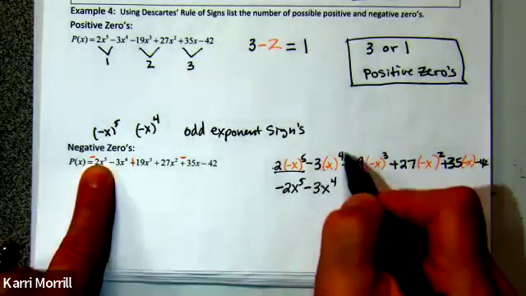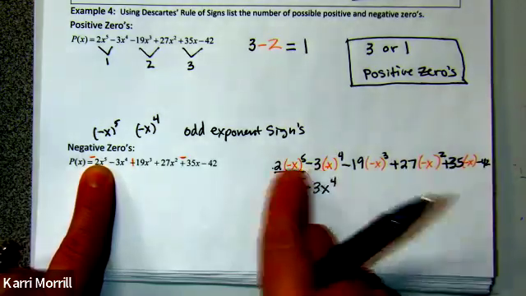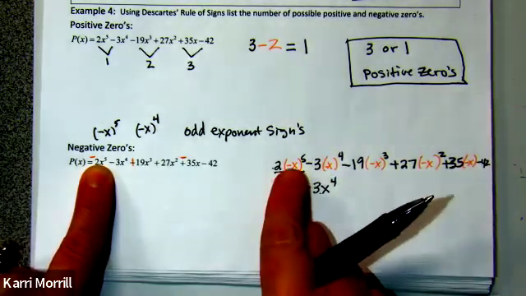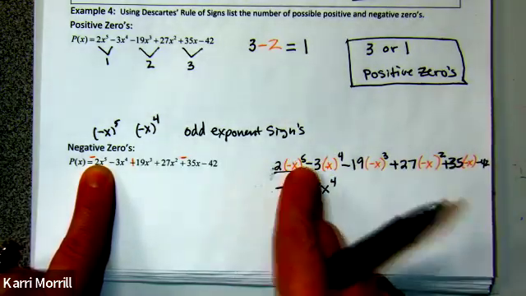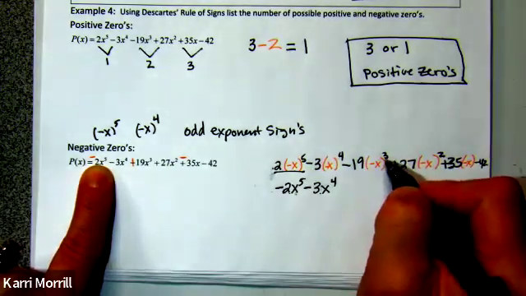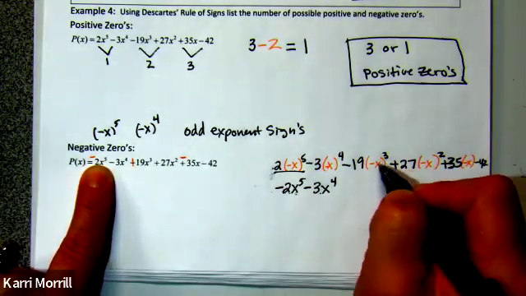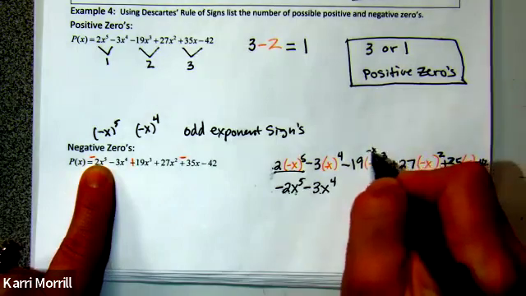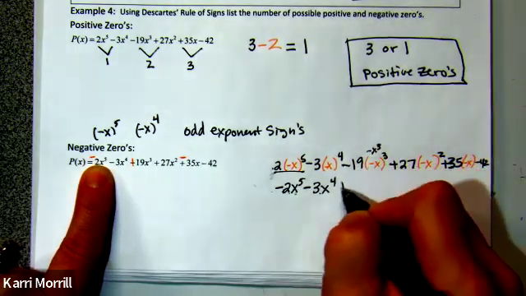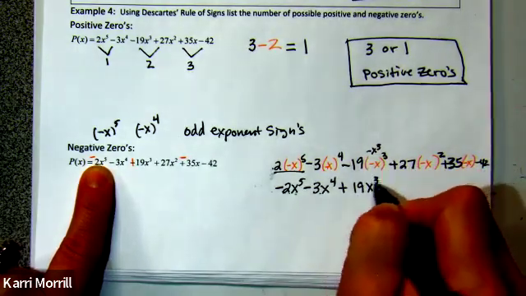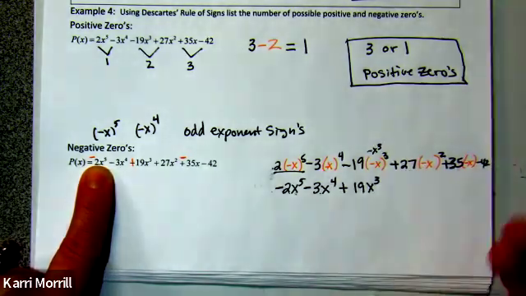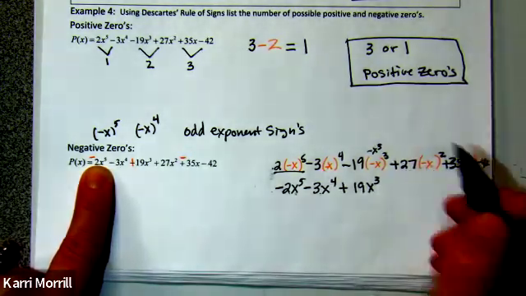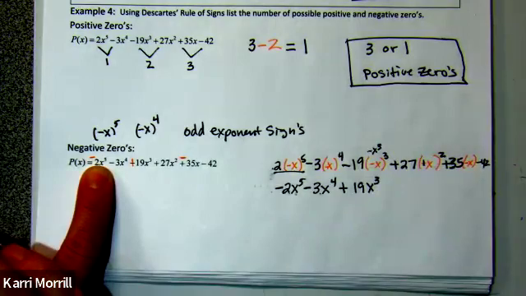So this sign didn't affect or change the sign like this one did. This changed it to a negative because of the odd exponent. This one would be a negative times a negative times a negative. So it'd be a negative x to the third. So a negative times a negative makes it a positive 19x to the third. Or this one is a negative times a negative, which would make that a positive x squared.